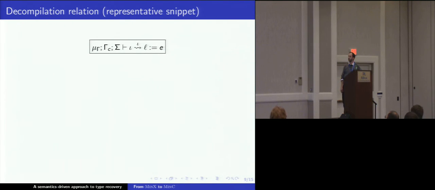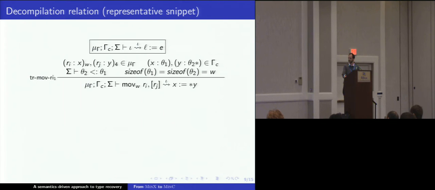Here we have our decompiler relation. Again, we have some state. So in this rule, we're relating an instruction iota to a statement, an assignment. And we have our state mu gamma, which relates our MinX registers to our MinC variables. We have a typing context for MinC, which is gamma C, and our struct definitions.